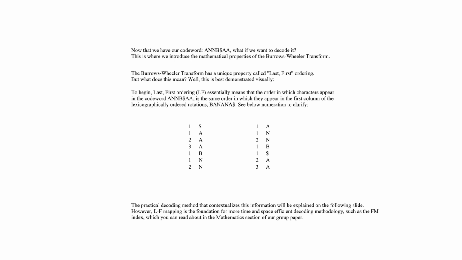The easiest way to understand this is to look at the first and last columns of our lexicographically ordered rotated strings. As seen on screen, the order in which the characters appear on the right, in the code word, is the same order they appear in the first column. This is to say the numeration of the characters distinguishing them from each other is unique. Those are the exact same characters, just in different rotational positions.